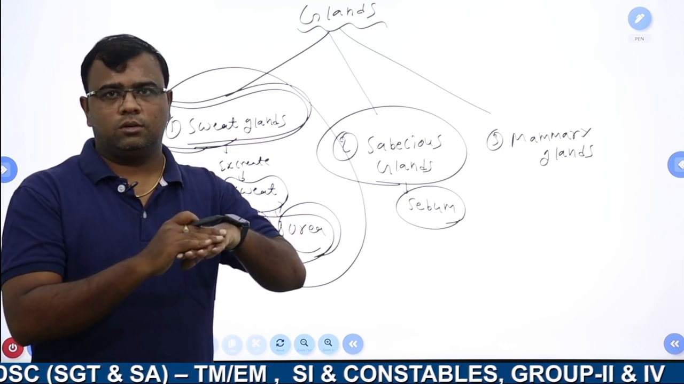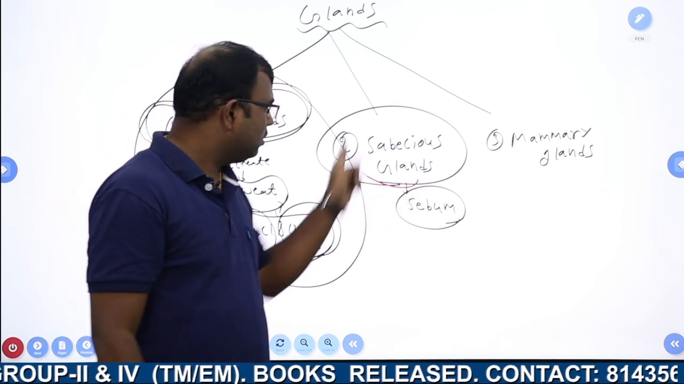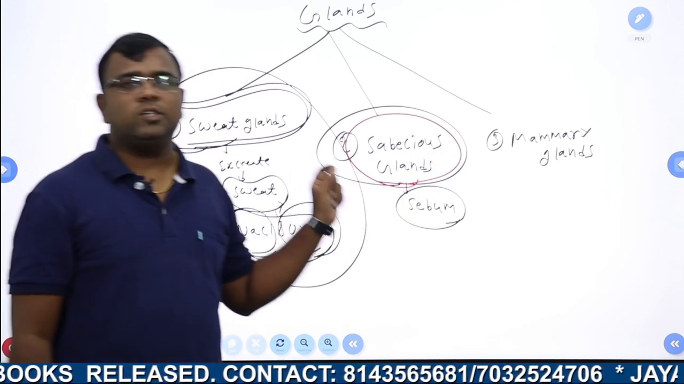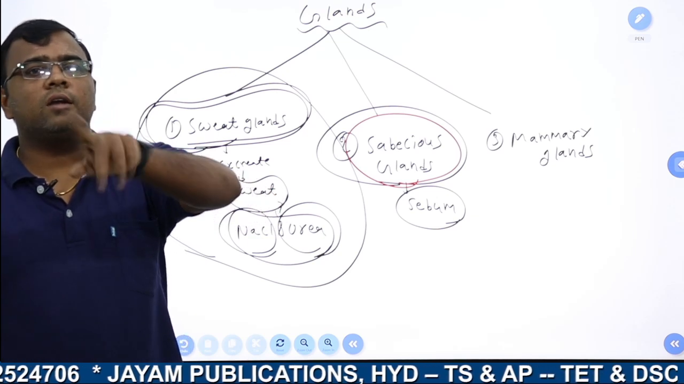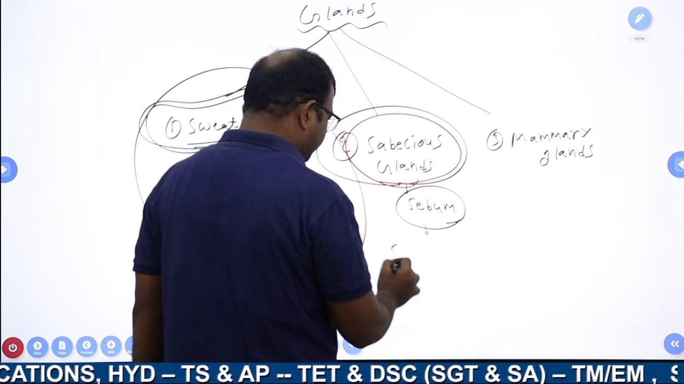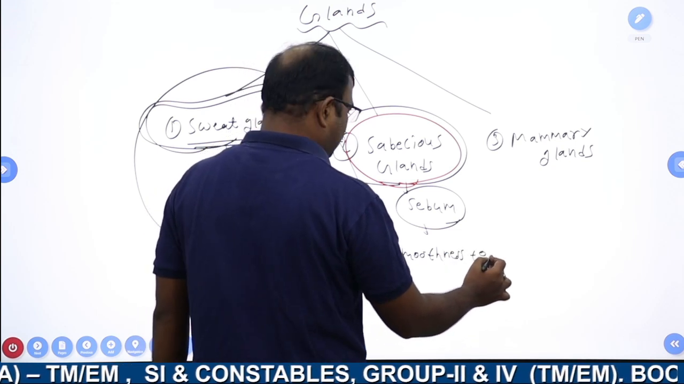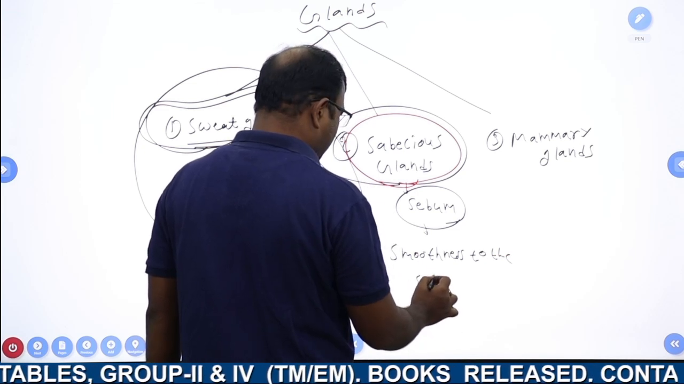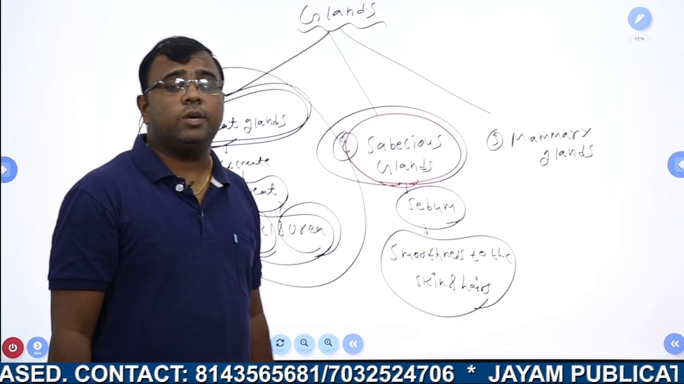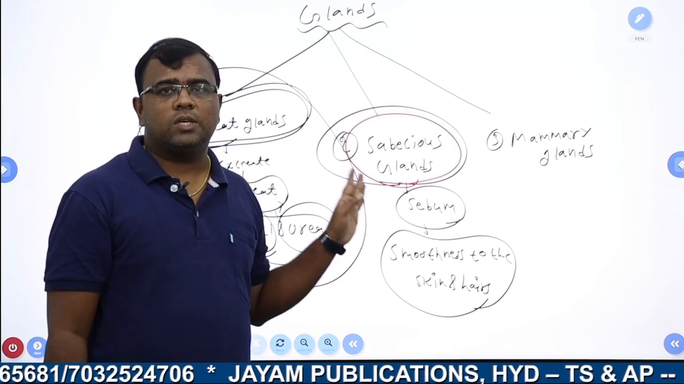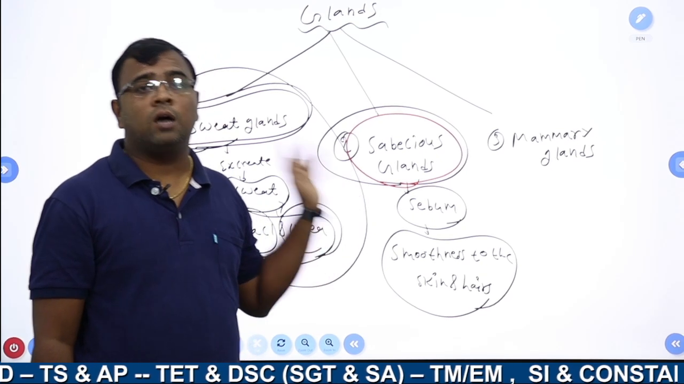Our skin has smoothness. Hair also has smoothness. Why? Because of the sebaceous glands. Sebaceous glands secrete sebum. The sebum function is smoothness to the skin and hairs also.